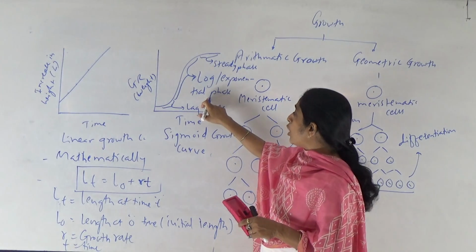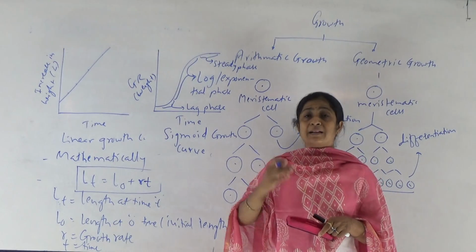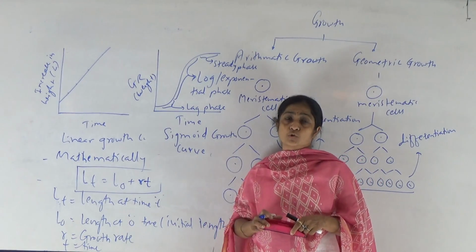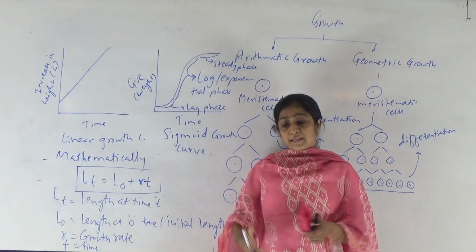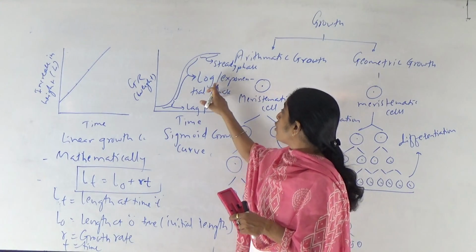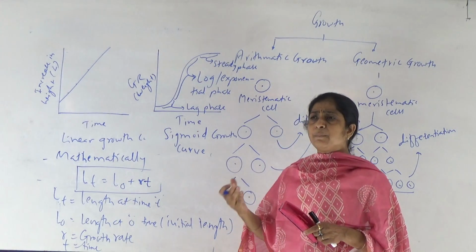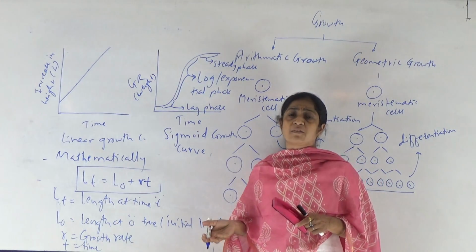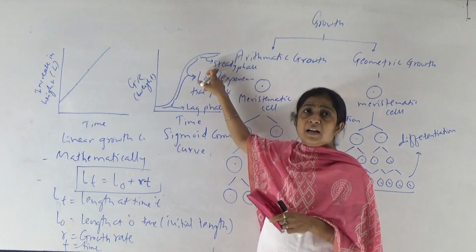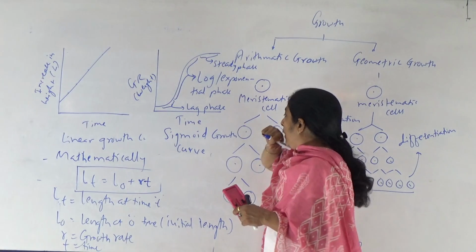Then the exponential or log phase, where the rapid growth takes place. This is the phase where maximum daughter cells will go for differentiation. So those cells elongate and hence a sudden increase in the length, height or weight is observed. So this is the log or exponential phase. And later again, once the cells become permanent and start performing their specific function, again the growth rate will become steady or stationary. Is it clear?